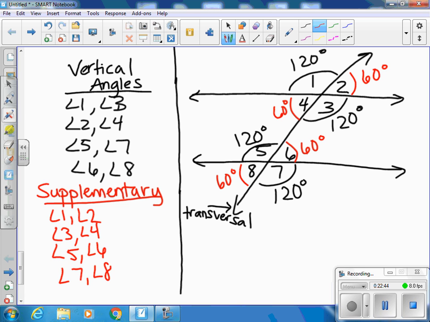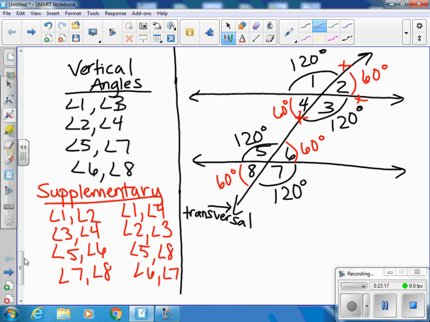make sure you go back and look. You have angle 1 and angle 4 that make a straight line. You have angle 2 and angle 3 that make a straight line. You have angle 5 and angle 8, and you have angle 6 and angle 7. And if you go back and look at our numbers that we've already put in here, all of these angle pairs should total 180 because they make a straight line. 120 plus 60 is 180. 60 plus 120 is 180. So all the way around, you're going to get that these pairs total 180. That's how you know you've done it right.